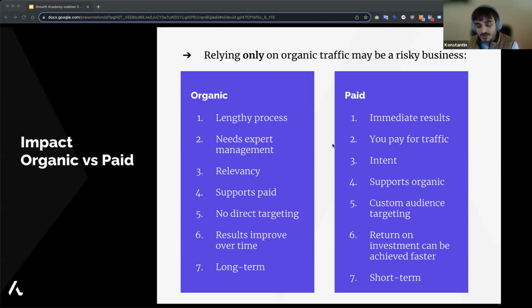Organic, third point, is relevancy. So when people search, they see results depending on what's relevant to that keyword. But with paid, as we saw before, we can make retargeting campaigns, and we can base it on intent. And also when someone searches for a really transactional keyword, so they're willing to purchase, buy, or take a decision, we can target that intent.